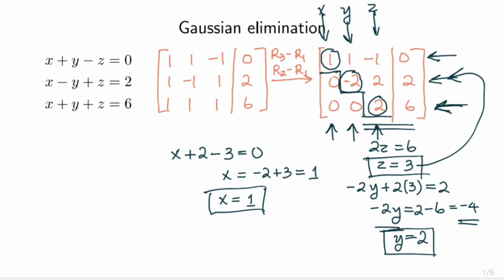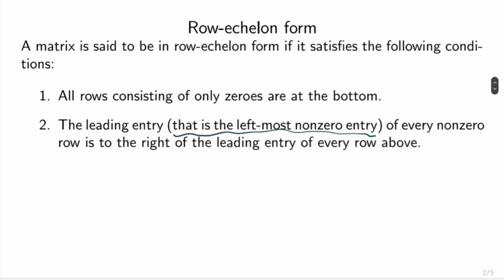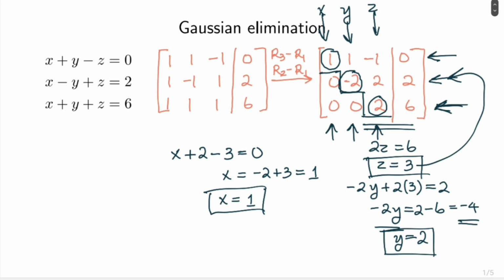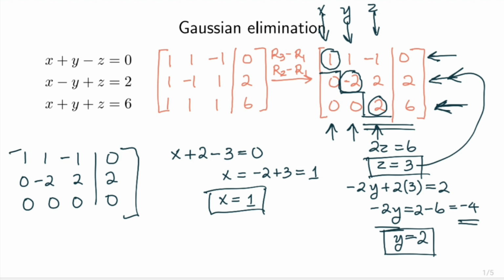So just as a review, let's look at the rules for row echelon form. All rows consisting of only zeros are at the bottom. Now, the matrix we used in our example doesn't have a row that has all zeros, but you can imagine, let's say we had 1, 1, -1, 0, and then we had 0, -2, 2, 2. If we had this 0, 0, 0, 0, then the rules say that this 0, 0, 0, 0 must be the last row of this matrix. We cannot have it being the second row.